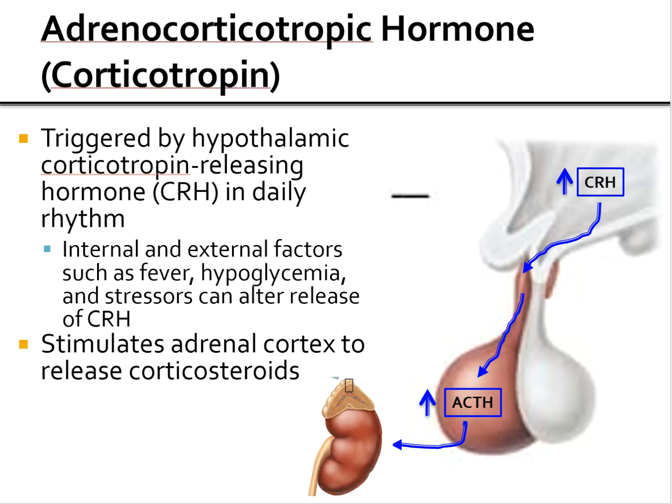Our third hormone that is released from the anterior pituitary is adrenocorticotropic hormone, or corticotropin as well. So ACTH, or adrenocorticotropic hormone, is released from the anterior pituitary and is triggered by the release of corticotropin releasing hormone from the hypothalamus. And CRH actually occurs in a daily rhythm.